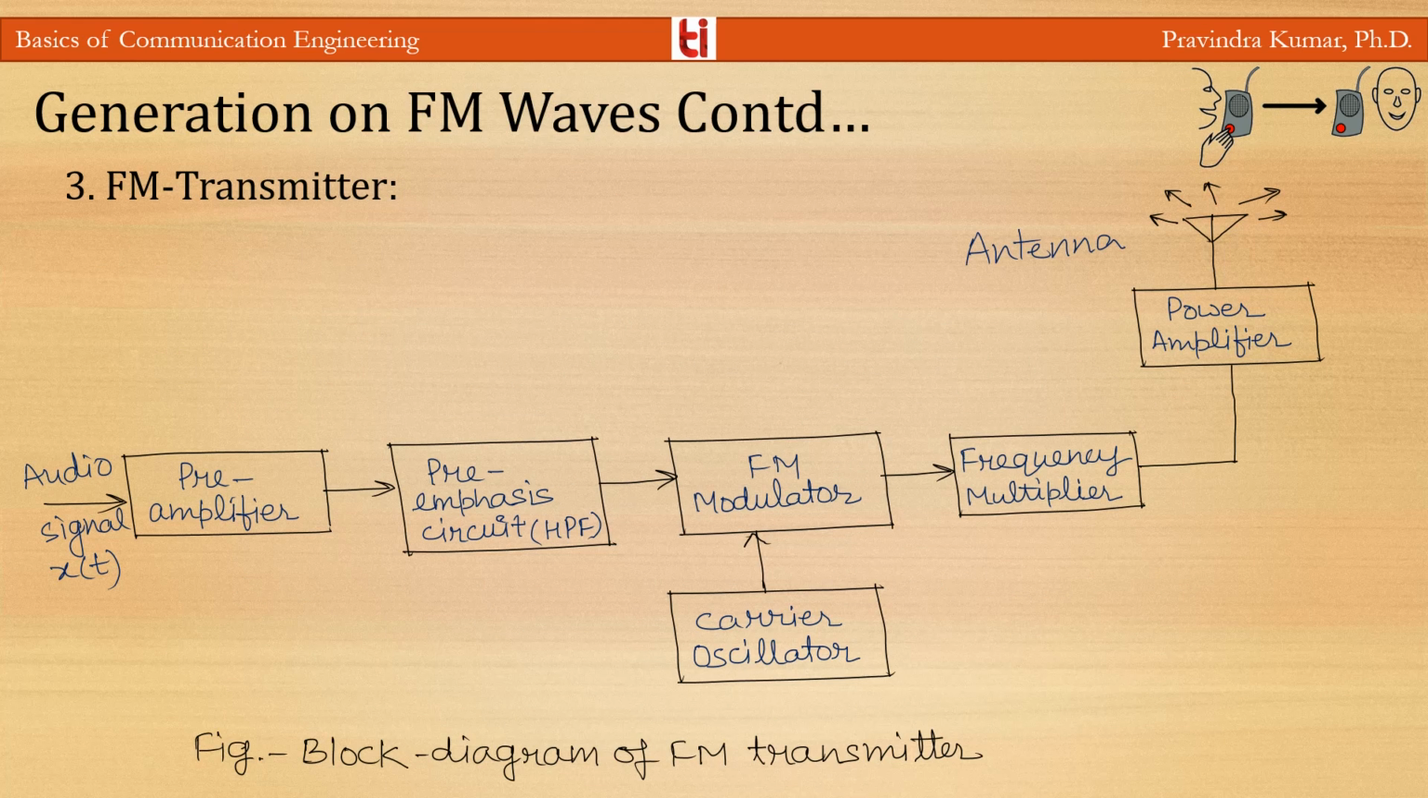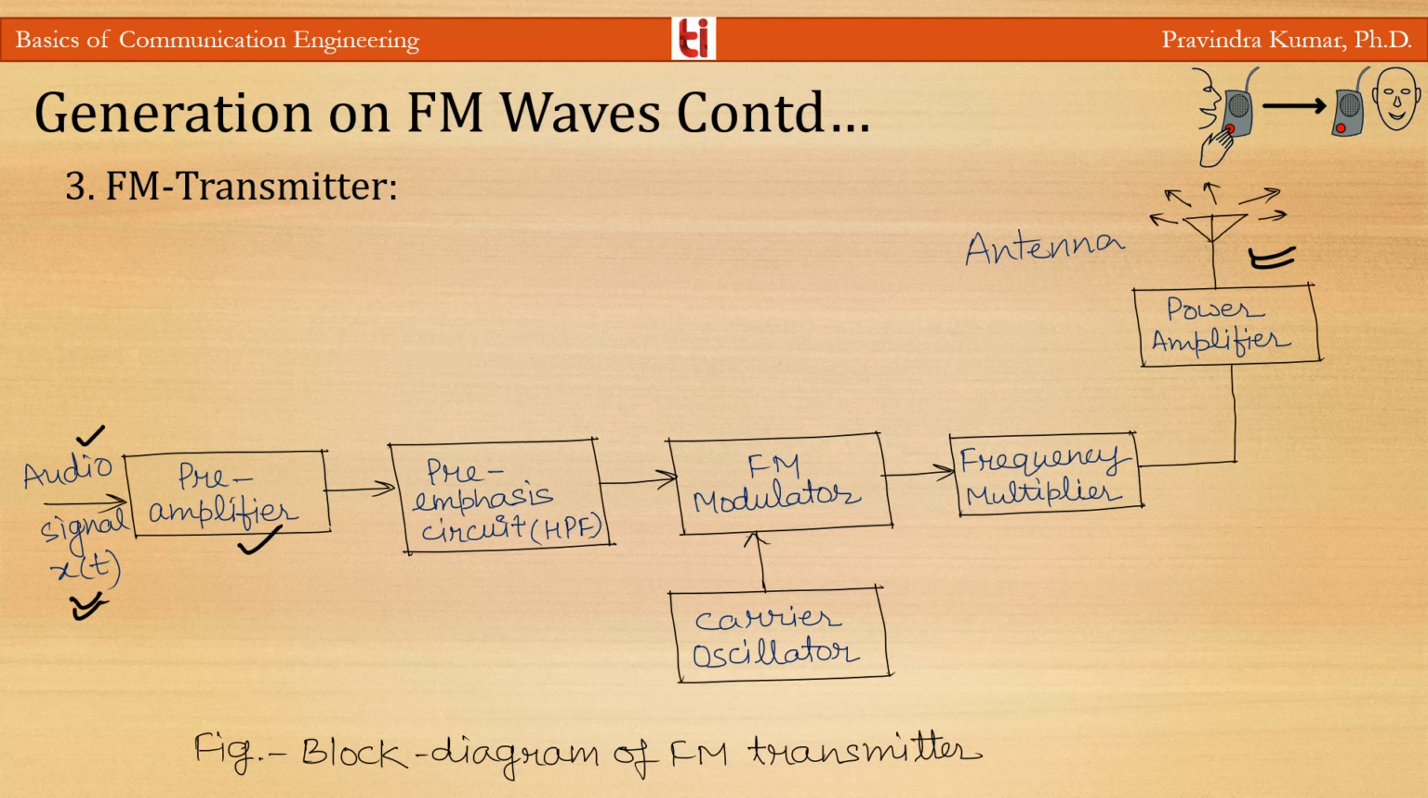Now we will discuss the FM transmitter. The FM transmitter is a whole unit which takes the audio signal as an input and delivers the FM wave to the antenna. So this is the input and this is the output, the FM wave to the antenna to be transmitted. You can see the block diagram on your screen with the different blocks. The audio signal from the output of the microphone is sent to the preamplifier, which boosts the level of the modulating signal.